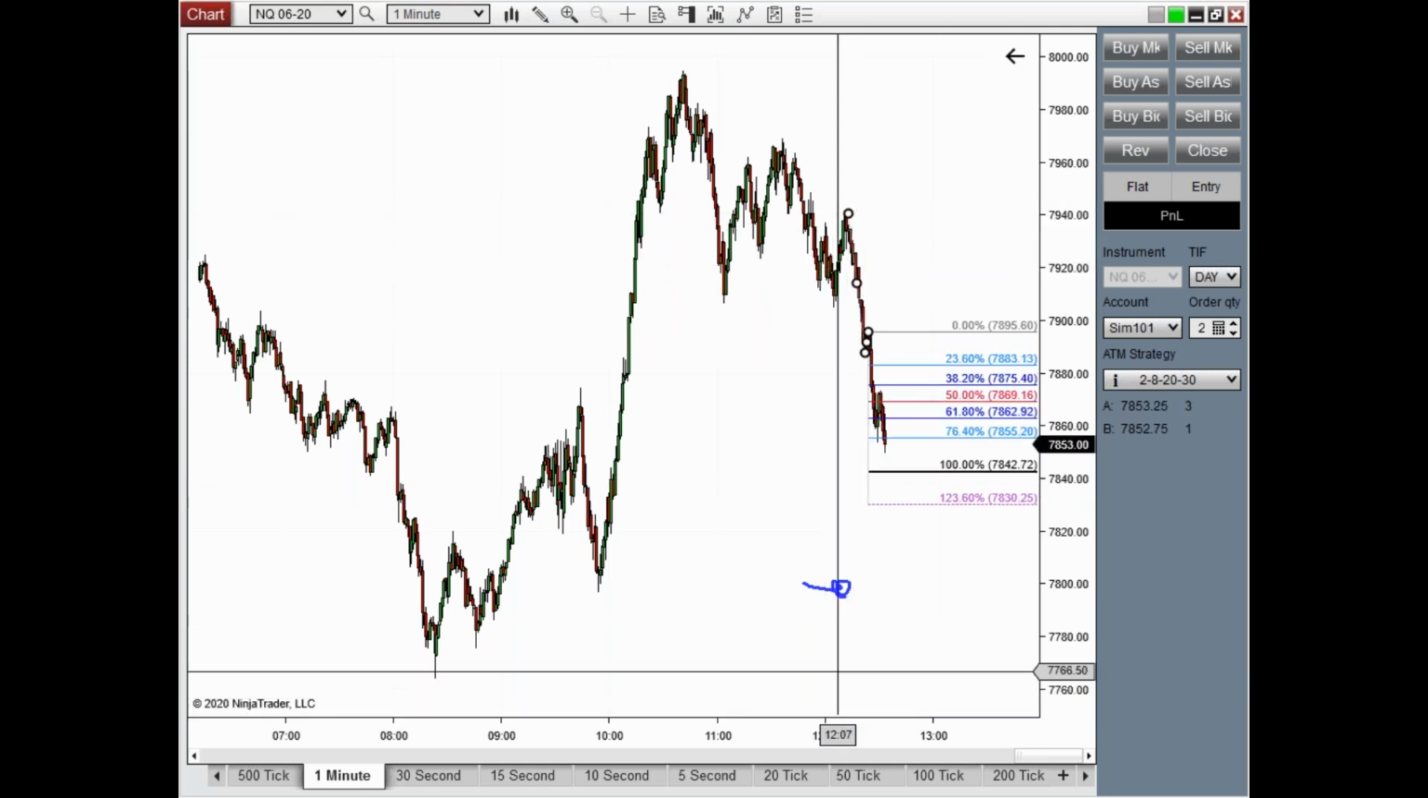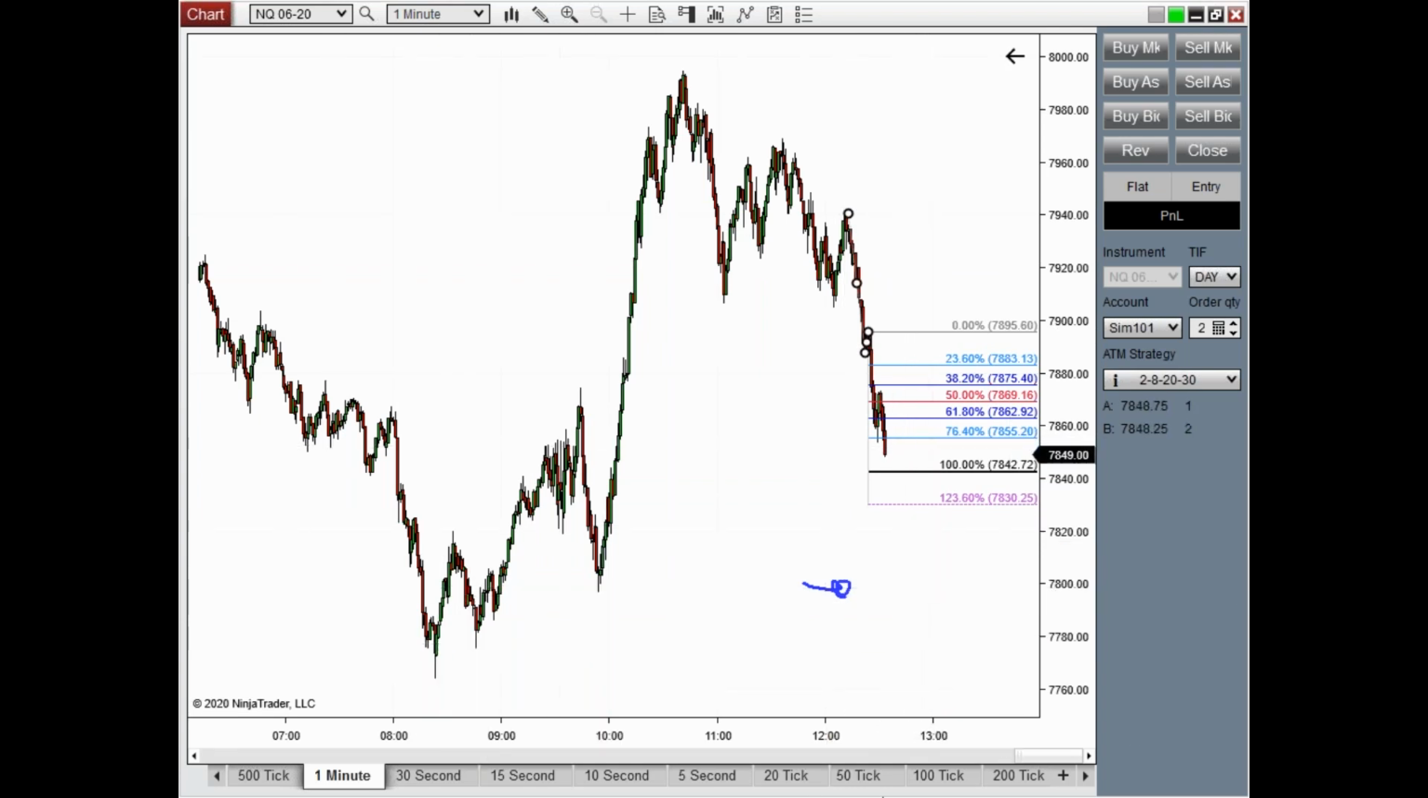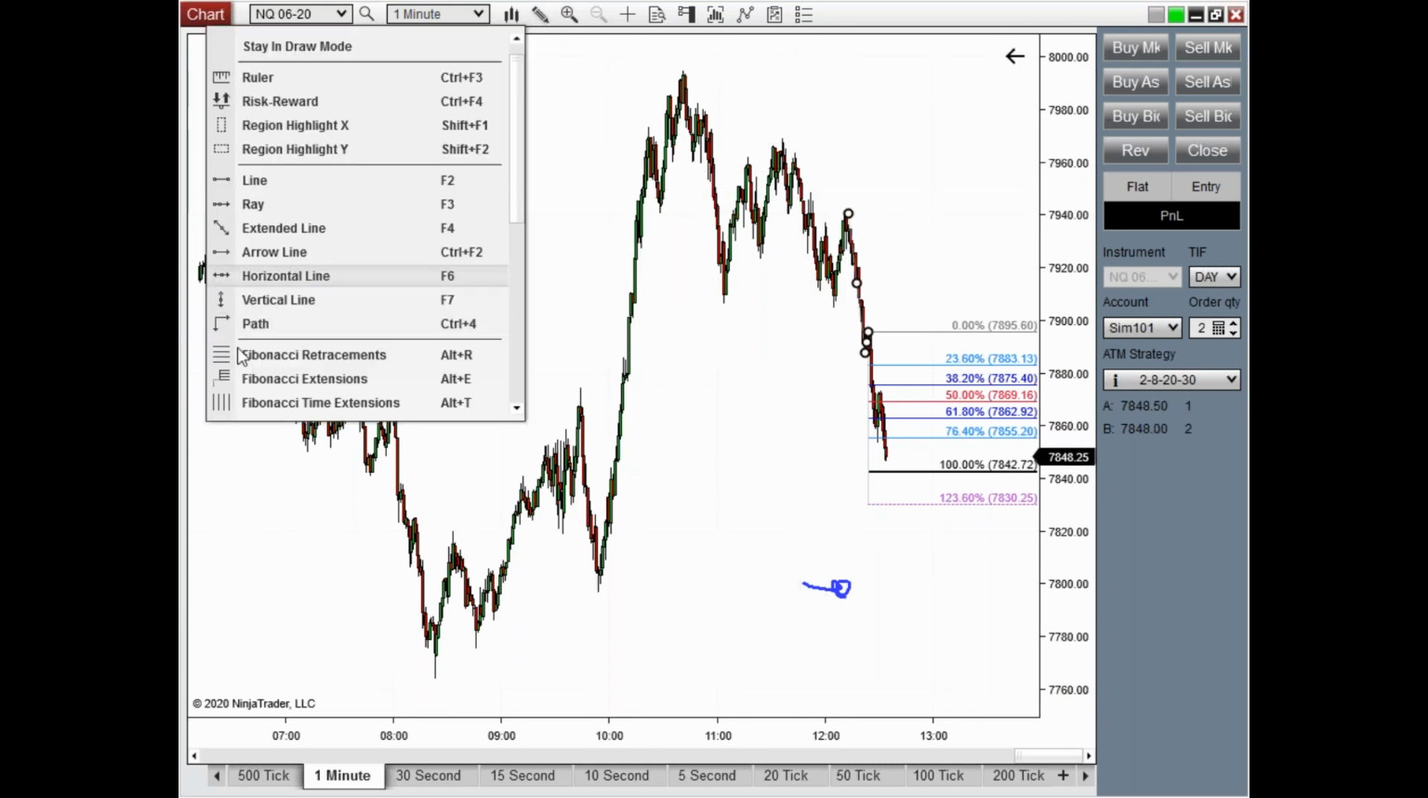Here's the bigger 100%, by the way, on this. Where would we have a better chance of a bounce, you guys? Nicole, 76.4. 76.4 of what? I'm not going to make an assumption here of the retrace of this move over here.